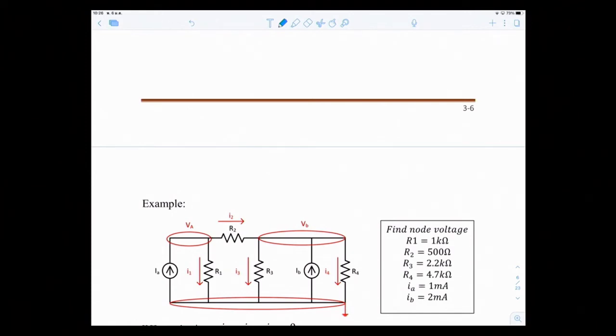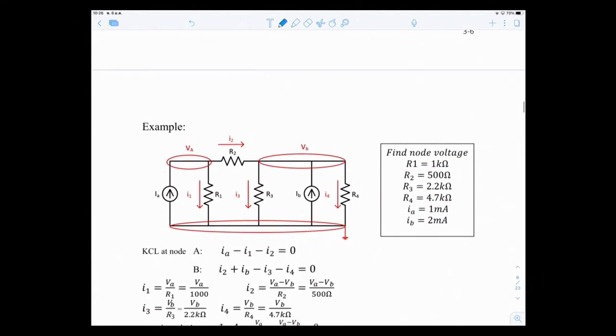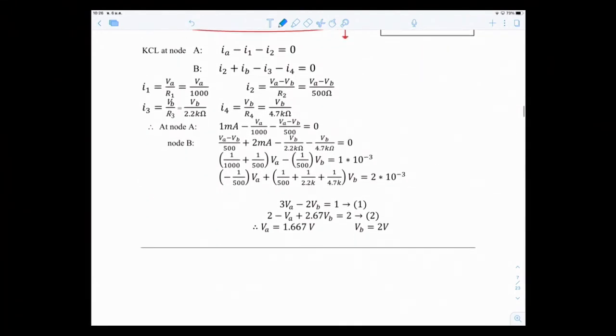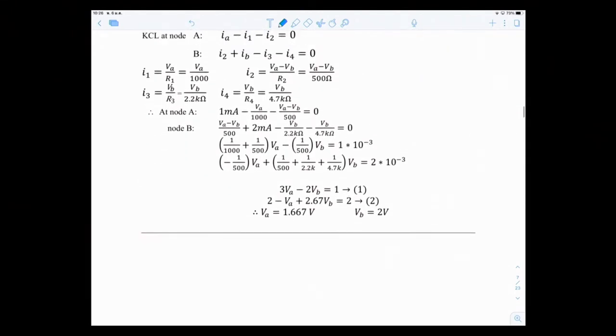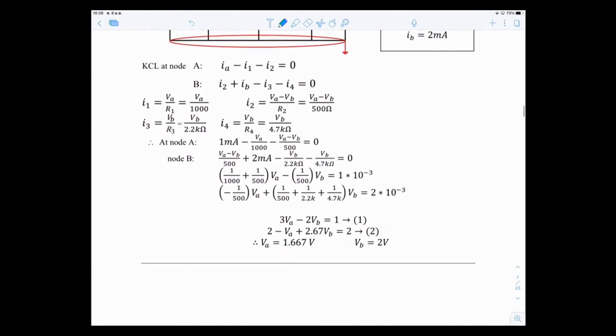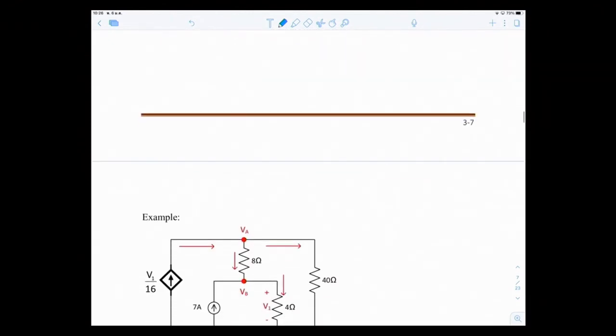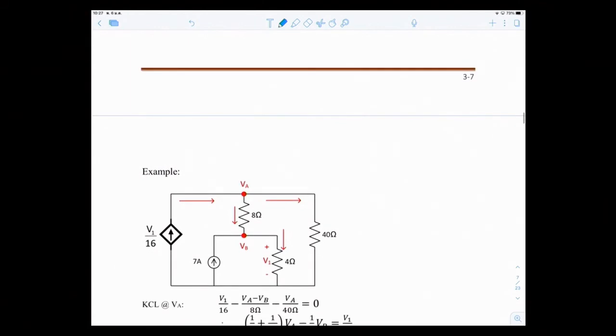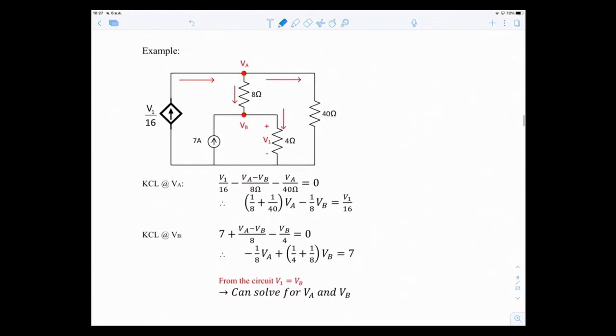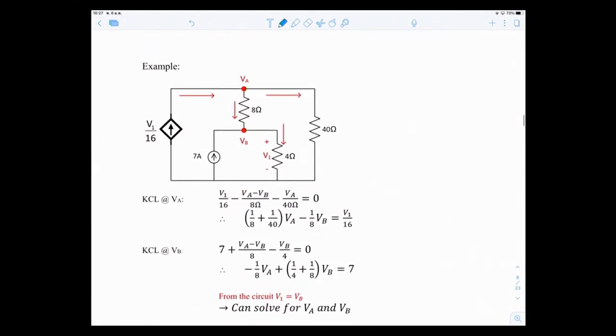I'm going to give you the answer so you can check whether I even got the right answer. VA is about 1.667 and VB is equal to 2. There are different exercises that you can do.